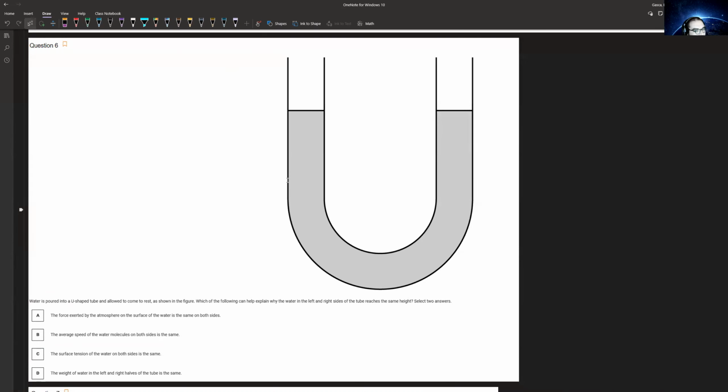Question 6. Water is poured into a U-shaped tube and allowed to come to rest, as shown in the figure. Which of the following can help explain why the water in the left and the right sides of the tube reaches the same height? We're going to select 2 answers. So let me go ahead and change the poll here, just so that we can see which 2 answers are the most popular.